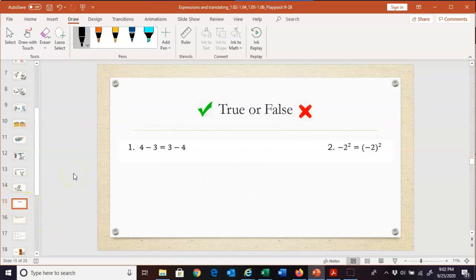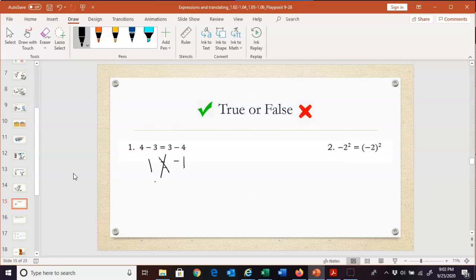All right, so let's think about this. True or false? Are these equal? Does the left-hand side equal the right-hand side? I think the easiest way to confirm that is just to go ahead and do the math. So 4 minus 3 is 1, and 3 minus 4 is negative 1. So this is false, right? This is not equal.